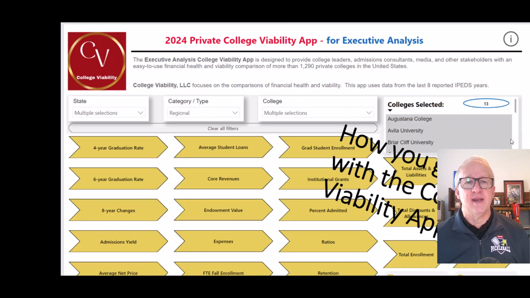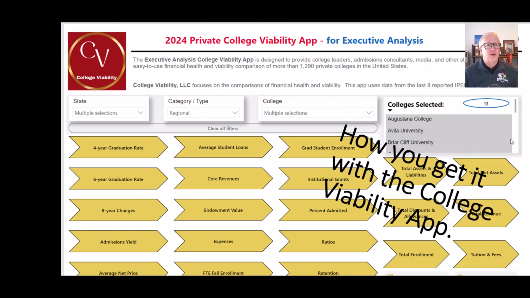What we have done is this. All of those previous 3 slides are combined into a functional visualization that allows users to compare colleges' financial health, outcomes, and enrollment over 8 years. And for the private college version, as you'll see in a couple minutes, there are almost 1,300 private colleges in the database. You can see examples of the reports down below, and I'll show you specific examples of those in a minute before we go to the app itself.